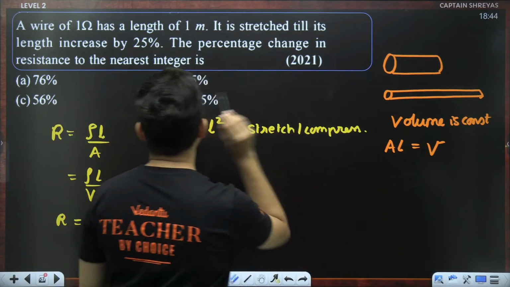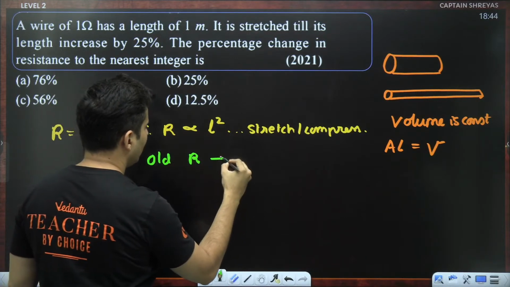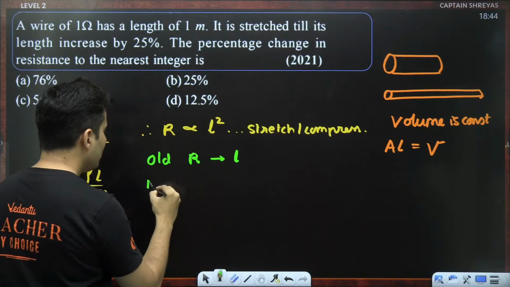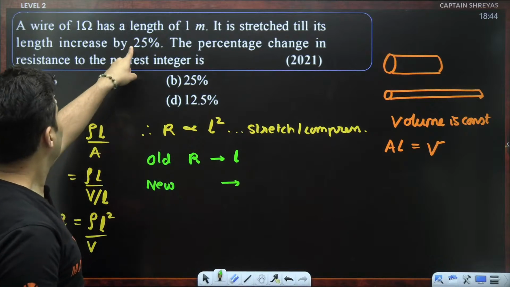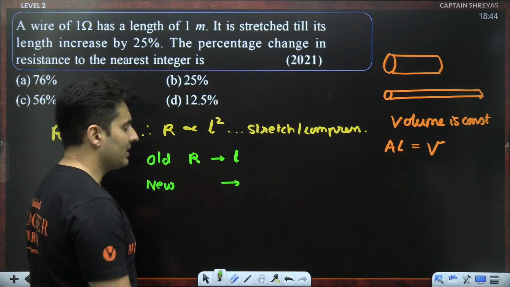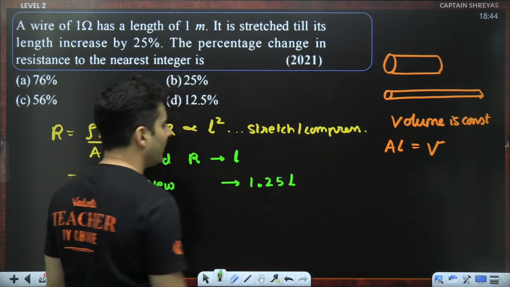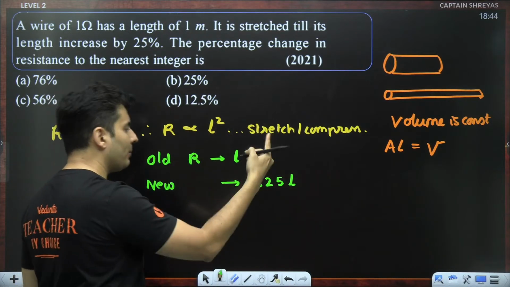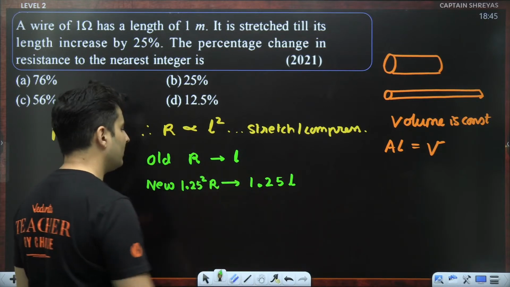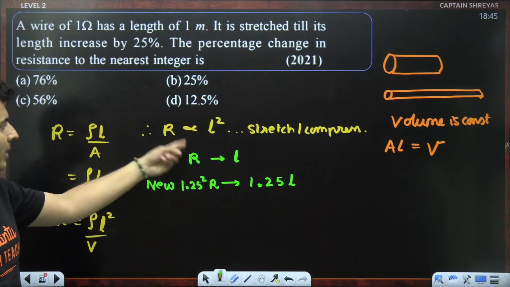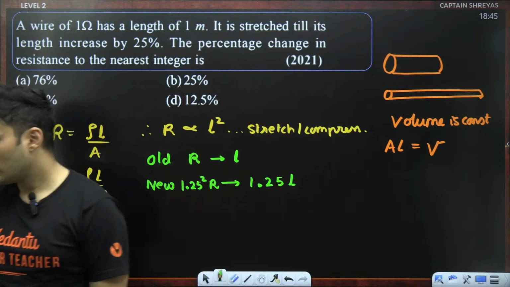Now think about it. If the old resistance was R, the length was L, the new one will be, the length changes by 25%. That means it will become 1.25 times of the older length. Resistance is proportional to the square of the length, so it will be 1.25 square times the older resistance. Is that agreeable? Everybody with me?